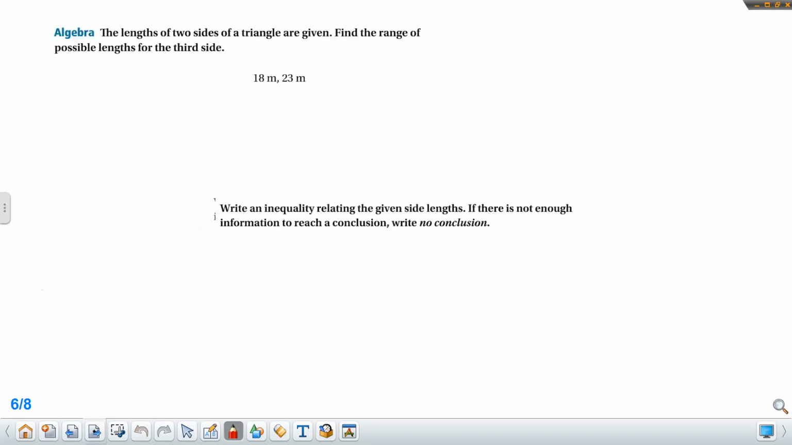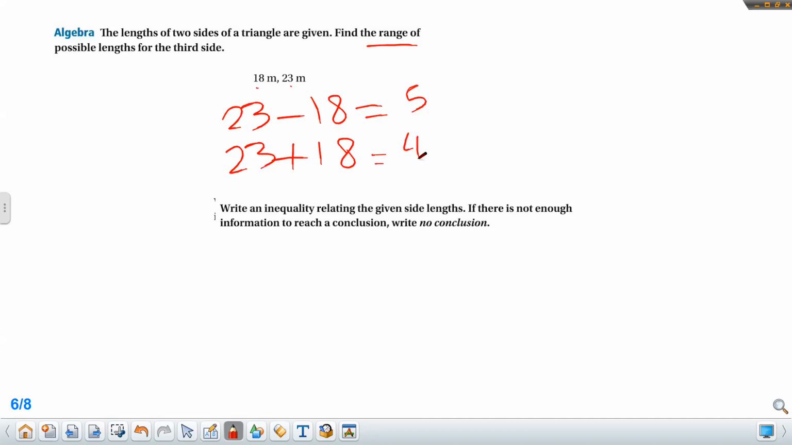Okay, the next one, we just need to find the range of possible lengths of the third side. If you have two sides, how do you find the range of the third side? Subtract them, then add them. So we can say 23 minus 18 and 23 plus 18. It will be 5 and 41. Then the range is from 5 to 41. This is the range of the third side.